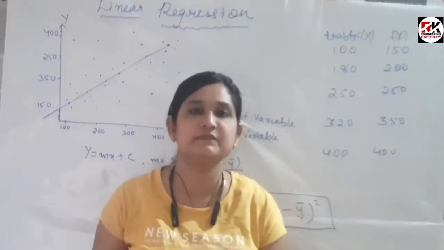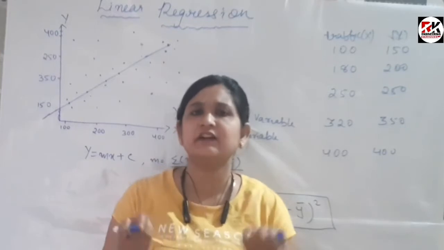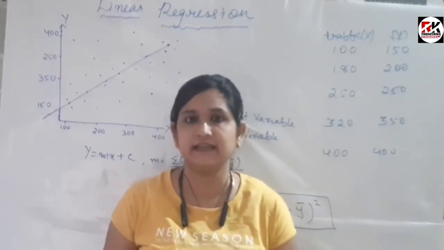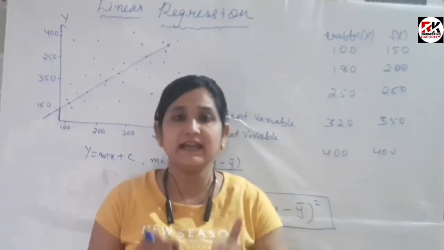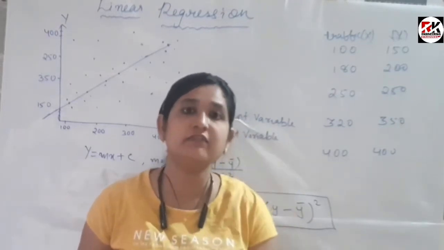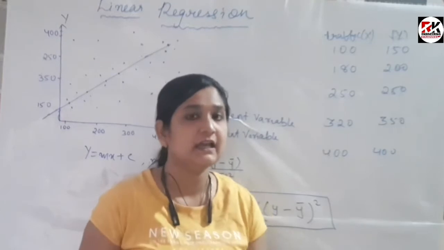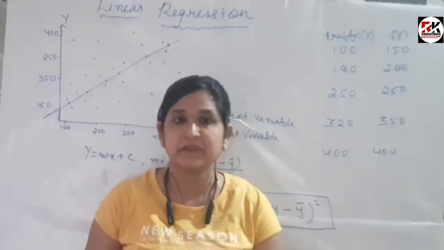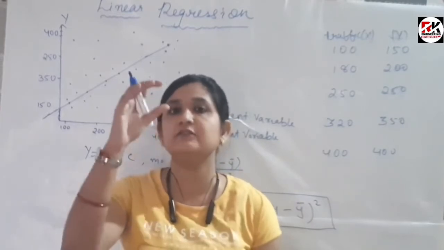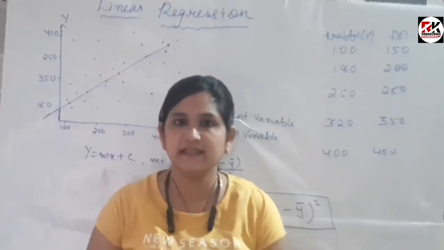Suppose you have a website, and day by day the traffic of the website is increasing, like 100, then 180, 250. In this manner it's increasing, and according to the increasing visitors or traffic, the worth is also increasing, like 150, 200, 250. As the traffic is increasing, your worth is also increasing.